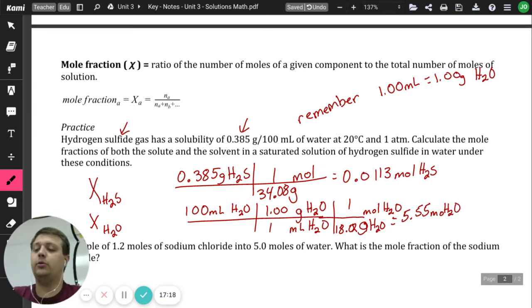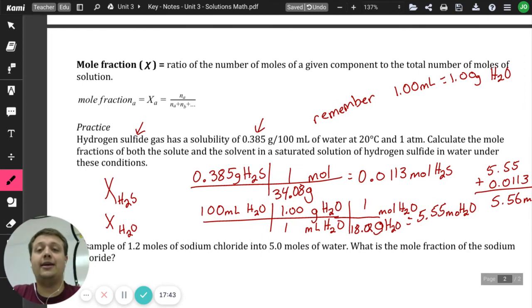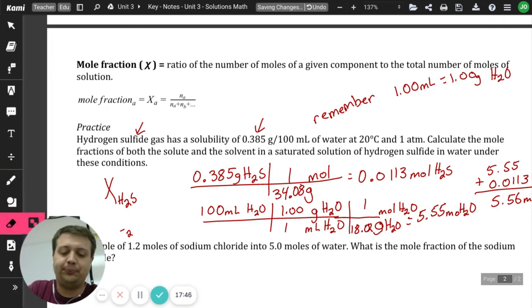Now, what we need to do is take those and add them together. Why? Because that's going to give us the total number of moles that we have. So 5.55 plus 0.0113, and we're essentially going to get 5.56 moles for our solution. Okay, now we need to take that, and now we can solve for our mole fraction.